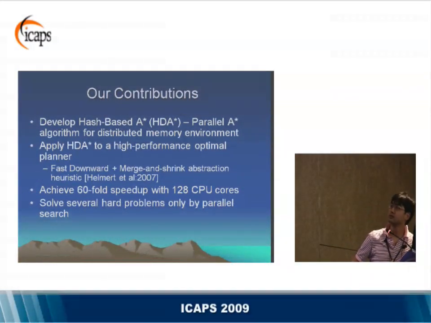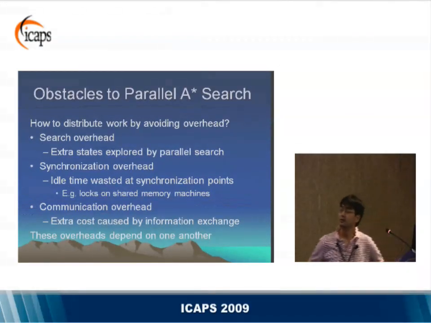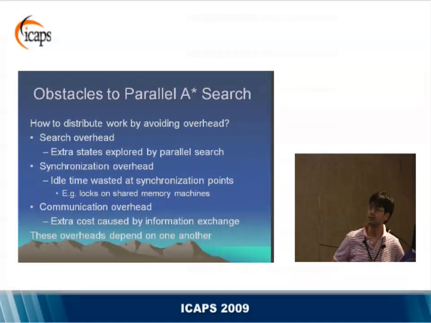So we are working on parallel search, which is called HDA*, and we applied HDA* to a high performance optimal planner, which is Fast Downward plus the merge-and-shrink abstraction heuristic. In the paper, we wrote that we achieved a 64x speedup with 128 CPU cores, but I have more results to show you in the last part of this talk. And of course, we have more memory available. We are able to solve more problems that are solved by parallel search only. So it is quite attractive to have parallel search.